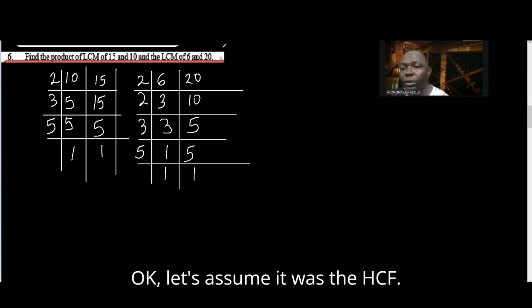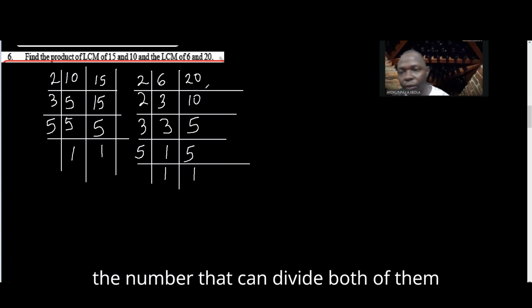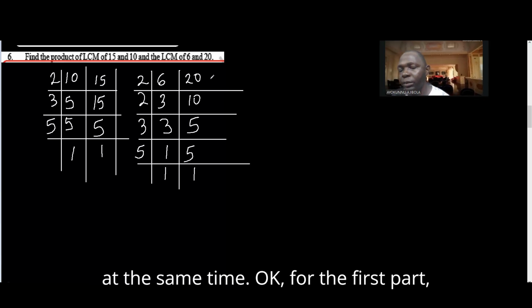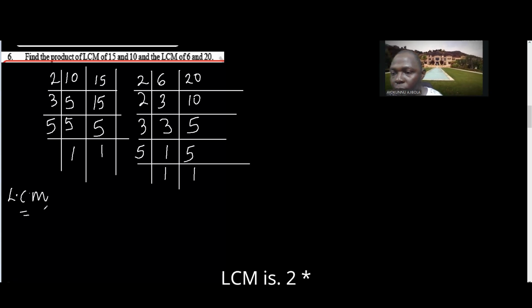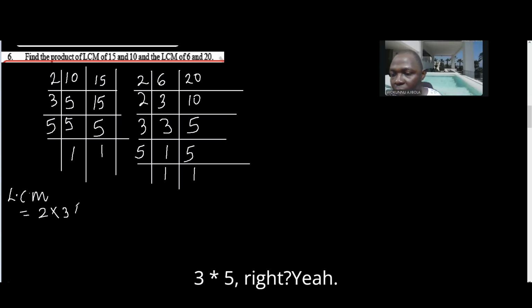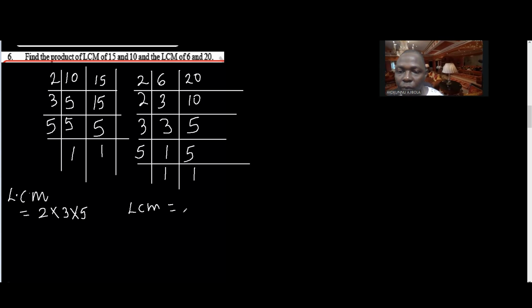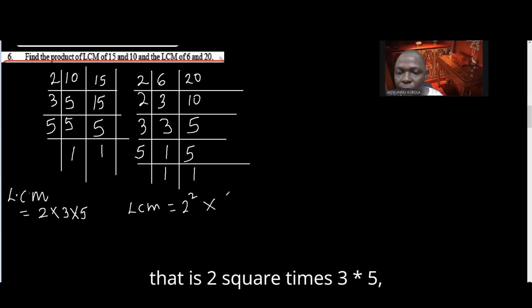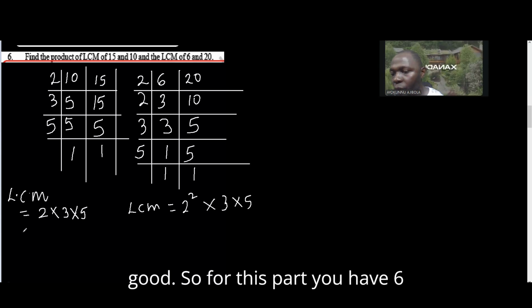Let's assume it was the HCF. I cannot follow that; I have to think of the number that can divide both of them at the same time. Okay, for the first part, what's the LCM? The LCM is 2 times 3 times 5, right? And for the second part, what's the LCM? That is 2 squared times 3 times 5, right? Good. So for this part, you have 6 times 5.